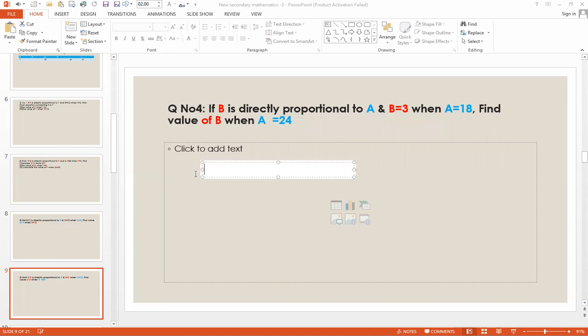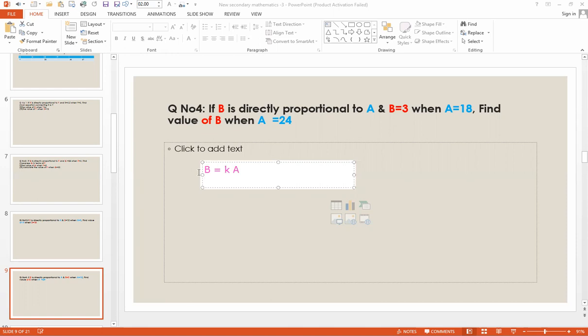Okay. In the first place, the variable written is B. So we have to write B is equal to. For directly proportional, which letter do you have to use? You have to use small k. So B is equal to k, B is directly proportional to A. The equation becomes B is equal to kA. This means when the value of A increases, the value of B also increases with the proportion, and that proportion is given in the form of k.